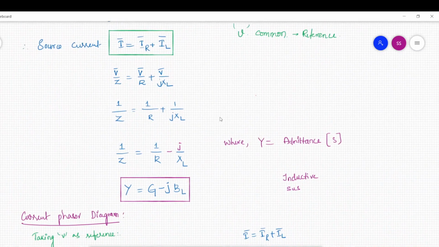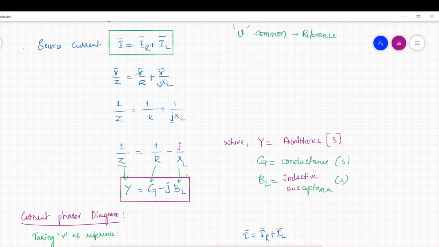So that will be V by Z equal to V by R plus V by JXL. So you can cancel out V's here. So the expression will become 1 by Z equal to 1 by R plus 1 by JXL. Okay, so I am shifting this J to the numerator, that will be minus J. Okay, so here 1 by Z can be replaced with admittance, 1 by R can be replaced with conductance, 1 by XL can be replaced with inductive susceptance, that is BL. Okay, so here BL is inductive susceptance and G is conductance. So this conductance is mainly due to the resistor only.